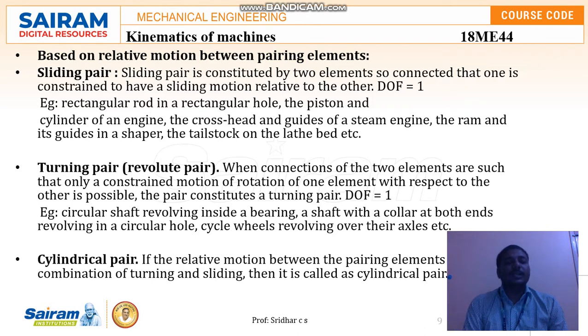Next is classification based on the relative motion between the pairing elements. The first was based on the nature of contact between the elements; the next is based on the relative motion between the pairing elements. It is further classified into sliding pair, turning pair and cylindrical pair. A sliding pair is constituted by two elements connected such that one is constrained to have a sliding motion relative to the other. We will see the diagrams for the sliding pair, turning pair and cylindrical pair.